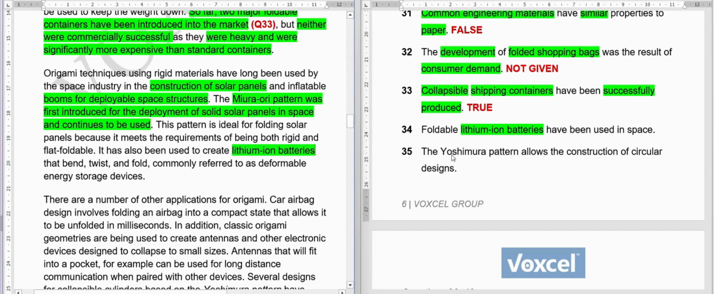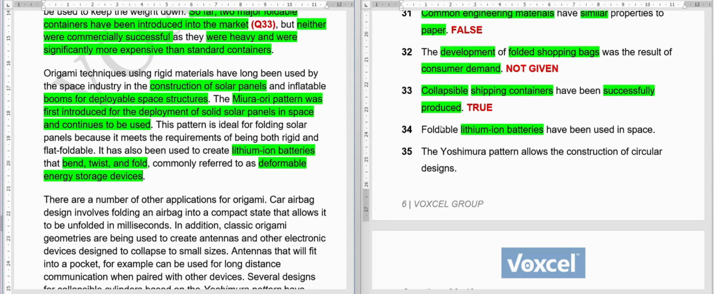So here is about lithium ion batteries that bend, twist, and fold, commonly referred to as deformable energy storage devices. So this particular structure, the Miura-ori pattern structure, is also used to create lithium ion batteries that bend, twist, and fold. And they are commonly known as deformable energy storage devices.